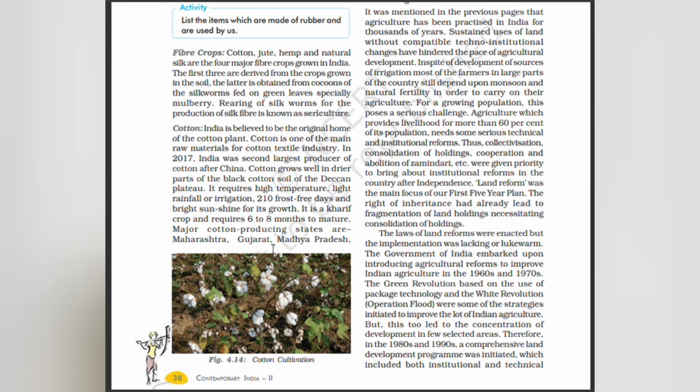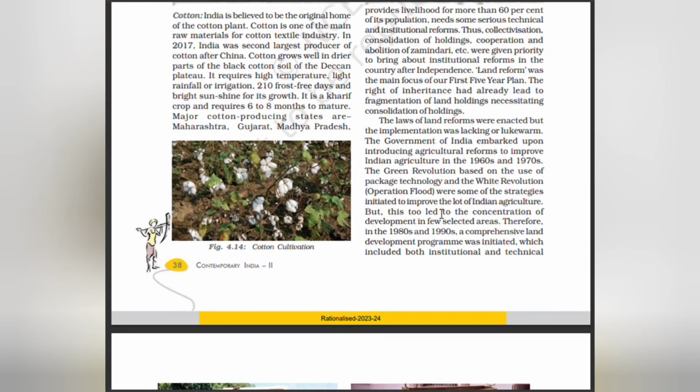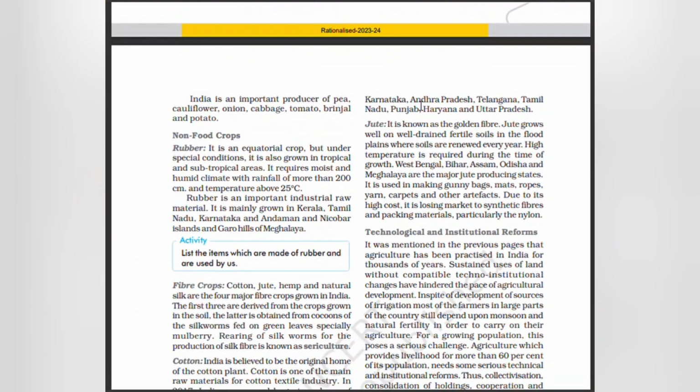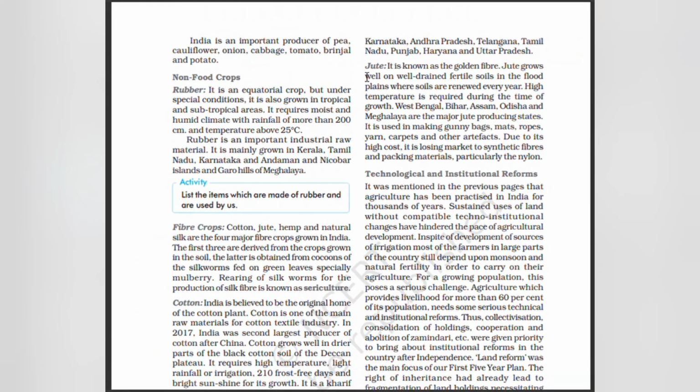Major cotton producing states are Maharashtra, Gujarat, Madhya Pradesh, Karnataka, Andhra Pradesh, Telangana, Tamil Nadu, Punjab, Haryana, and Uttar Pradesh.